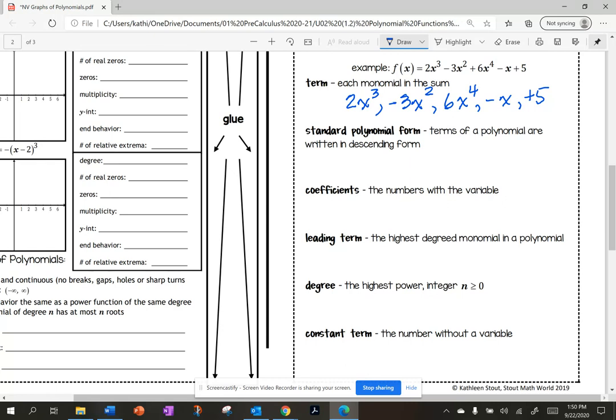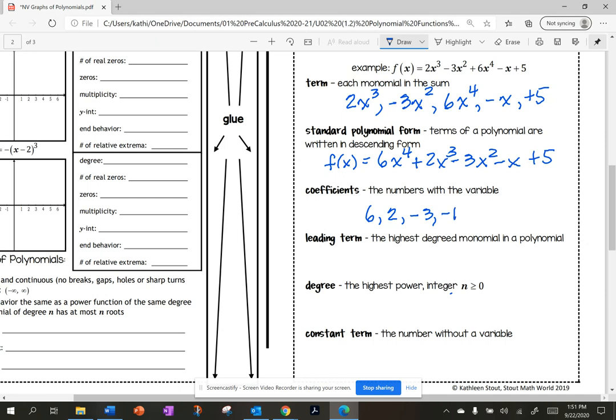For standard polynomial form, we write the terms in descending order. So I start with the highest and go down to the lowest. So this would be f of x equals 6x to the fourth plus 2x cubed minus 3x squared minus x plus 5. Coefficients are defined as the numbers that are next to a variable. So the coefficients I have are 6, 2, negative 3, and negative 1.